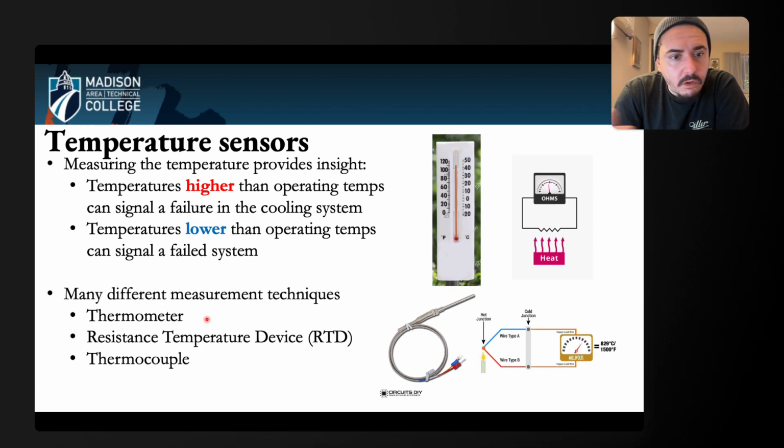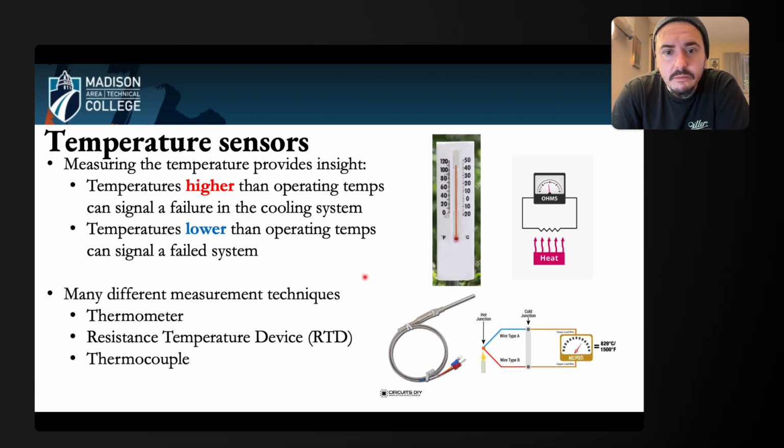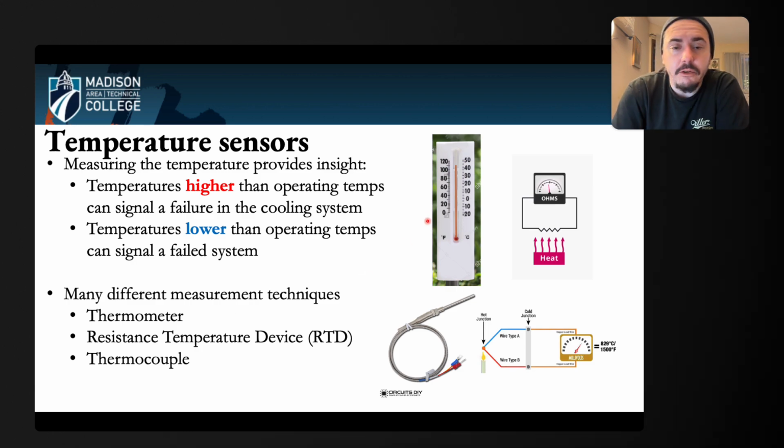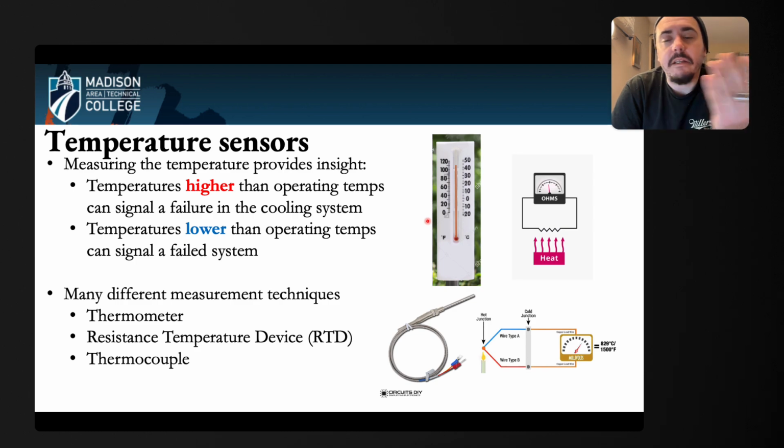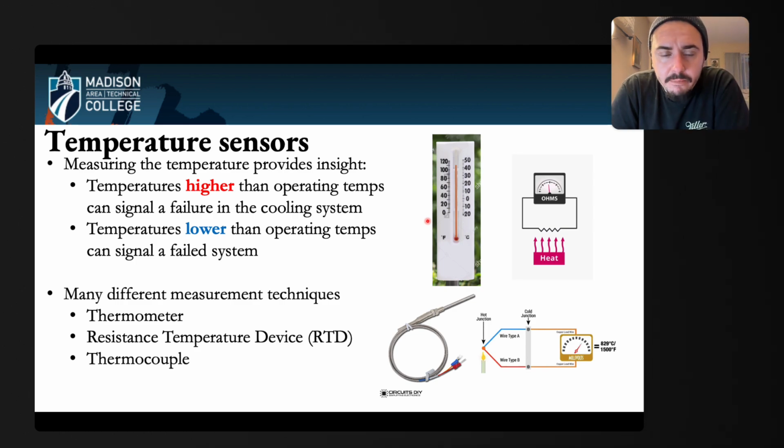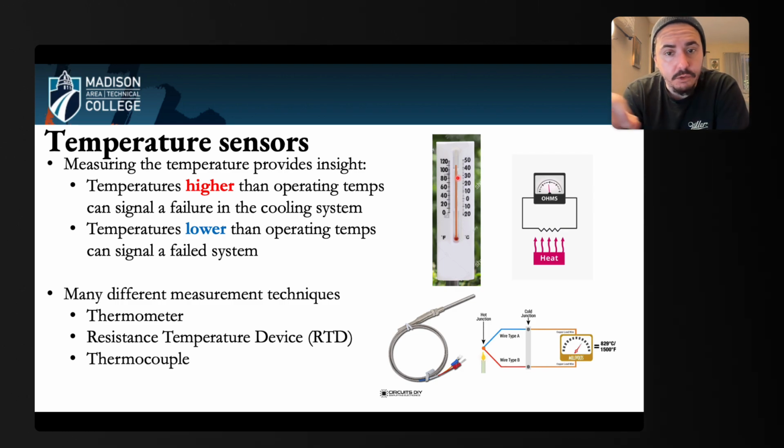So a thermometer, we're all familiar with thermometers. So a mercury thermometer works simply. And it's not mercury anymore, but it's got some fluid in it. And basically, as it heats up, the fluid expands. As the fluid expands, it fills this cavity, and then that's calibrated to indicate the temperature that the fluid is.